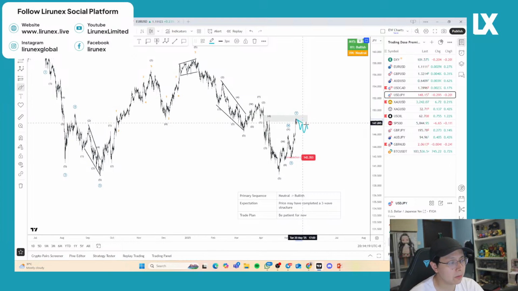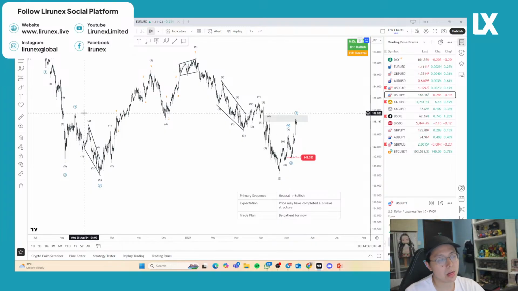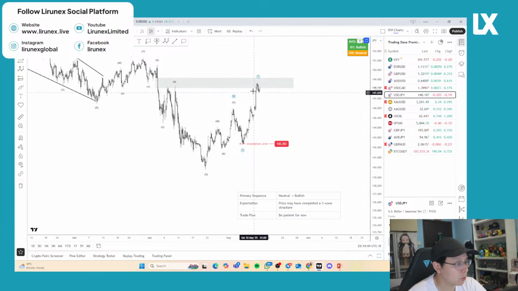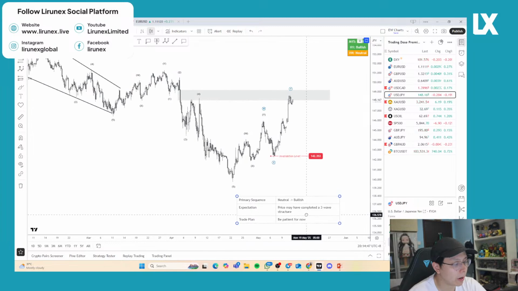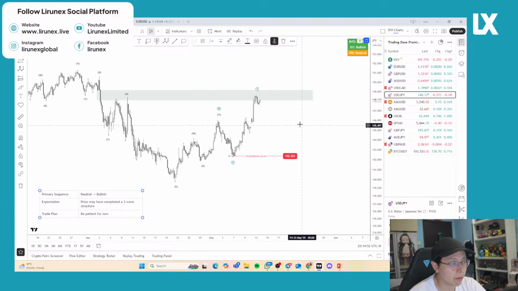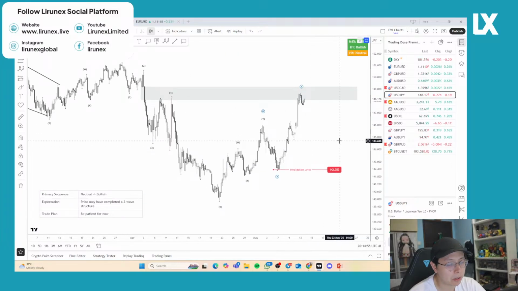Because this can easily be a correction and then we can expect more upside, maybe even going back to retest those tops. Alternatively, the market can just reverse and start to come back down. So again, what is the likelihood of one happening against the other? It's really dependent on what the market does from here on. That's the part where, when you see the trade plan as being patient, it's really simply because we are at a key area. We want to see how the market is going to react before we commit to a direction. So that's on dollar yen.